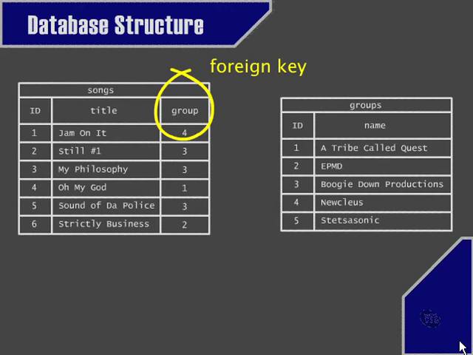So for instance, if we tried to add in a new song and we tried to put the number 6 within the group column as an entry, it wouldn't allow us to do that within a different database system. MySQL, however, does not support foreign keys in this sense and is not quite so strict about it. This is a limitation in the way that MySQL implements the relational database management system model.